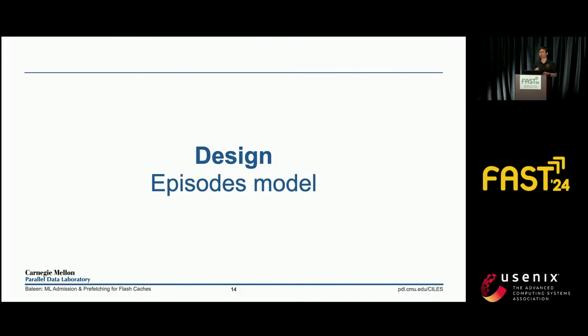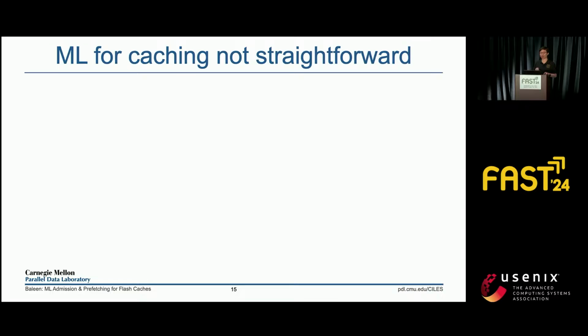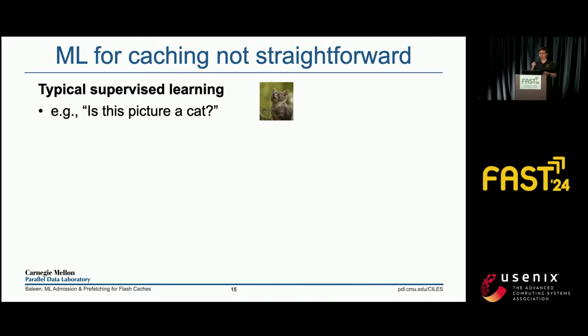Now I'm going to talk about our episodes model that we are proposing. First, I'm going to talk about why not do the obvious thing and train on accesses. A lot of forms of ML that we think about are supervised learning, meaning you have a set of training examples, you know what the right label is for each example, and so the ML model tries to extrapolate, to predict, using the knowledge gained from the current data set.